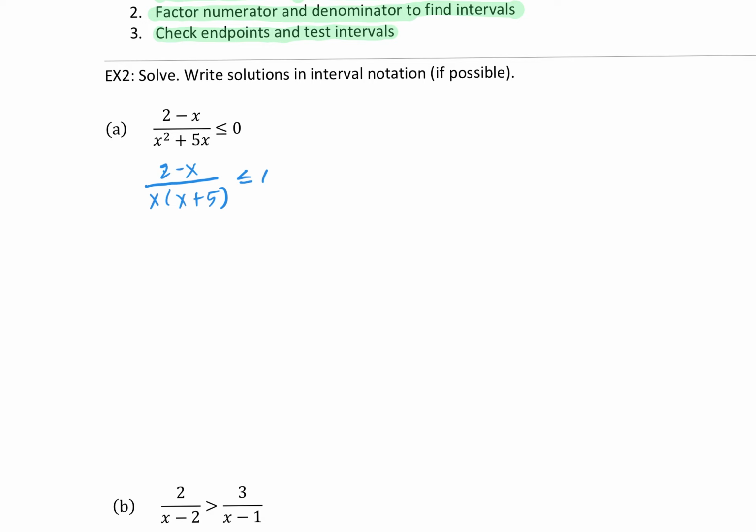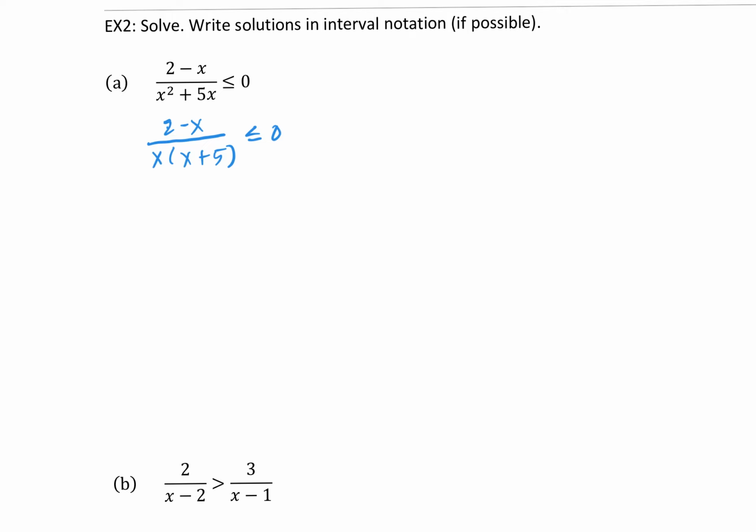Less than or equal to 0. And now I'm setting numerator and denominator, all factors, top and bottom, equal to 0. In the numerator, x equal to 2. Denominator, I have x equal to 0 and x equal to negative 5. Those are the values that are going to break up my number line.